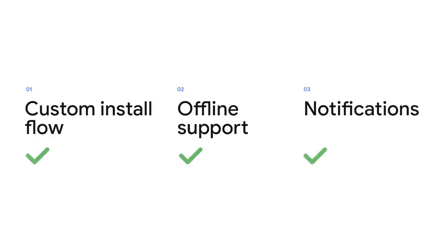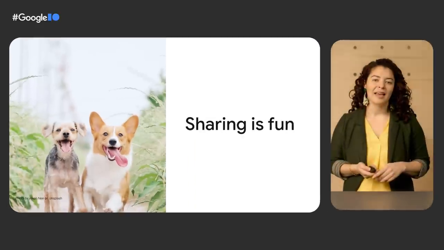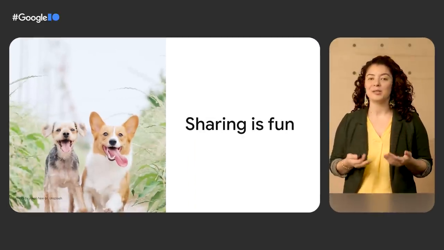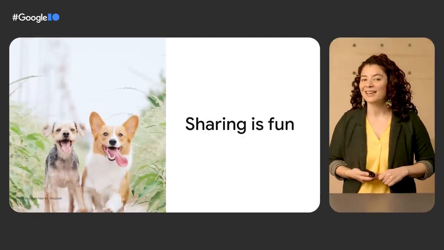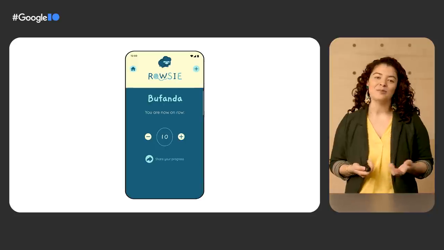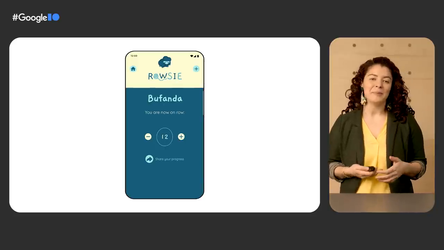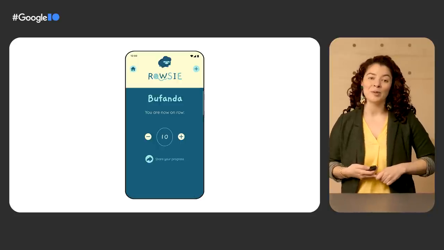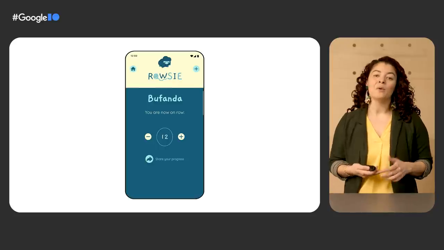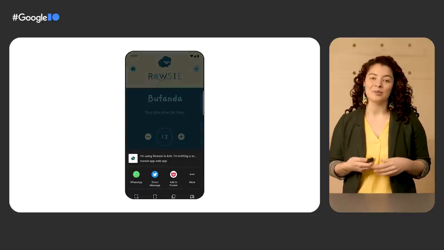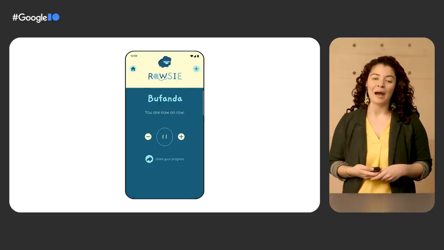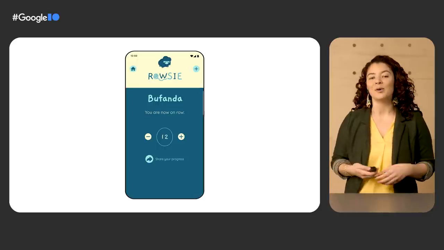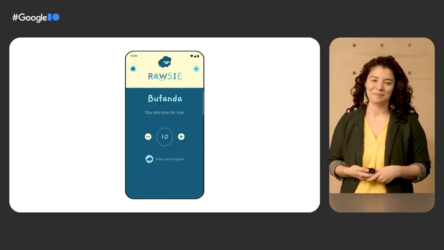So far, we have an app with a custom install flow that works offline and provides configurable notifications. What else could we add? How about increasing user engagement by sharing with other apps and users? In Rosie, we can share our progress via a text message or create a post on social media. We could also register the app to receive data from other apps, and we could add photos to projects or maybe save a file as a pattern.